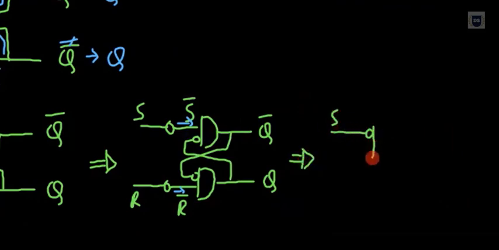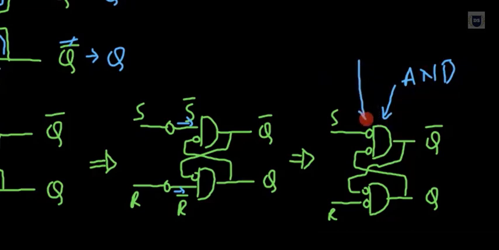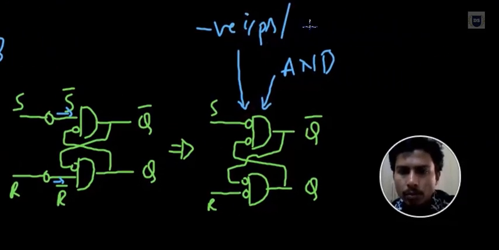Input S, input R, the output is here, it's Q bar, and here the output is Q. Now we already know this sort of structure, we are familiar with it, but let's see what this structure actually means. Right now this is an AND gate to which we are trying to feed in negative inputs. What sort of inputs are we trying to feed in? We are trying to feed in negative inputs, or in other words, complement inputs.